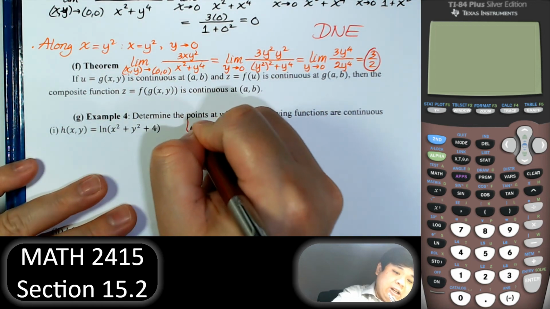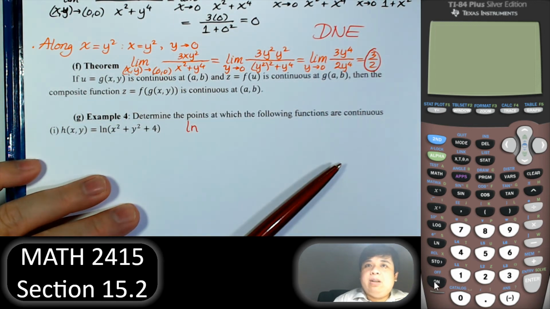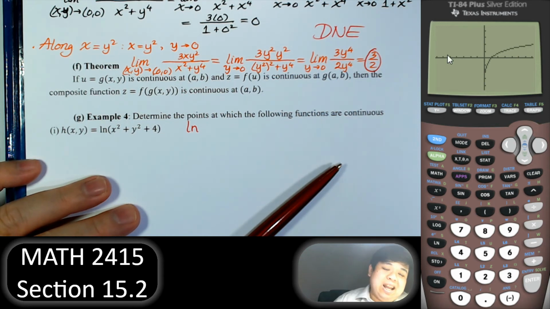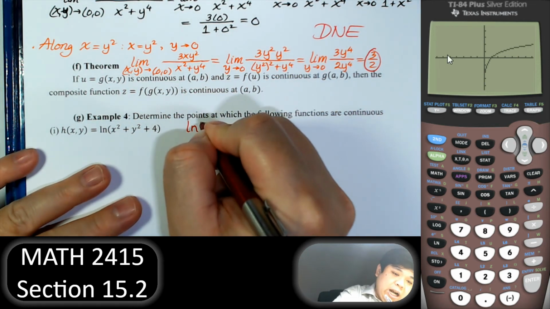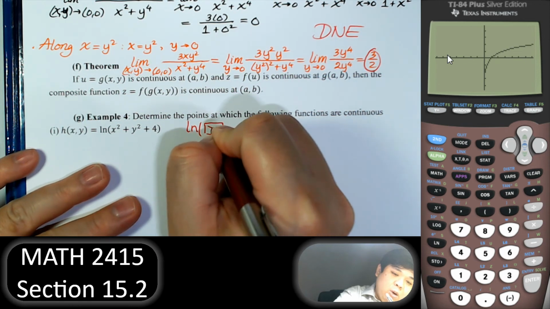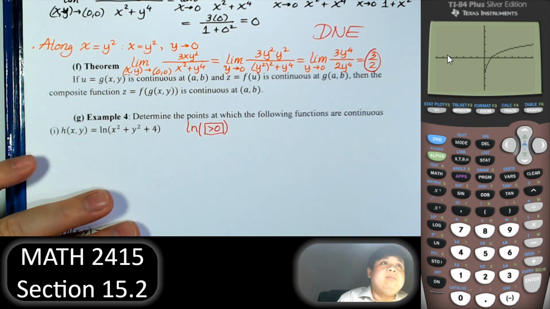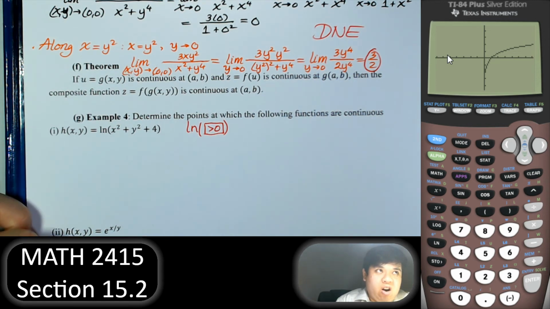And when we have ln, let's graph ln and see what happens. y equals ln of x. Right, because the graph only looks like this. So the function is undefined when x is negative or 0. So when we have the log, whatever we put there must be positive. Otherwise, it is undefined, and if it's undefined, it cannot be continuous, obviously.